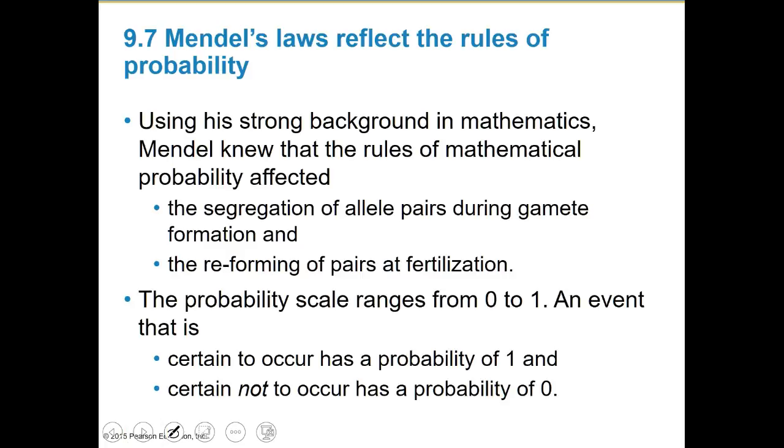Seriously. So using a strong background in mathematics, because Mendel was a math dude, he knew that the rules of mathematical probability affected segregation of allele pairs during gamete formation and reforming of pairs during fertilization. So probability scales range from 0 to 1. An event that is certain to occur has a probability of 1, and one that has no probability of occurring is a 0. All right.